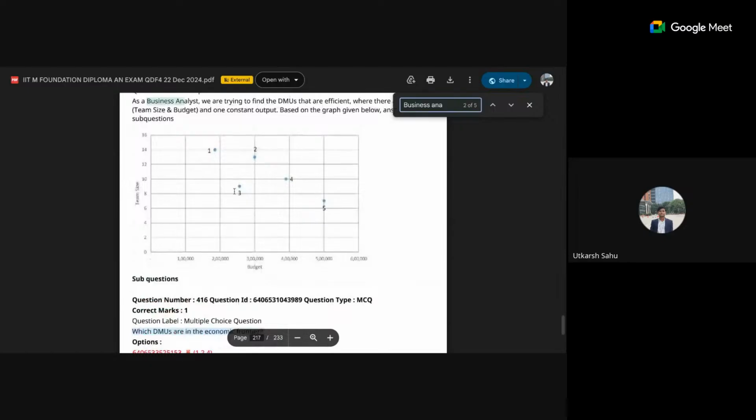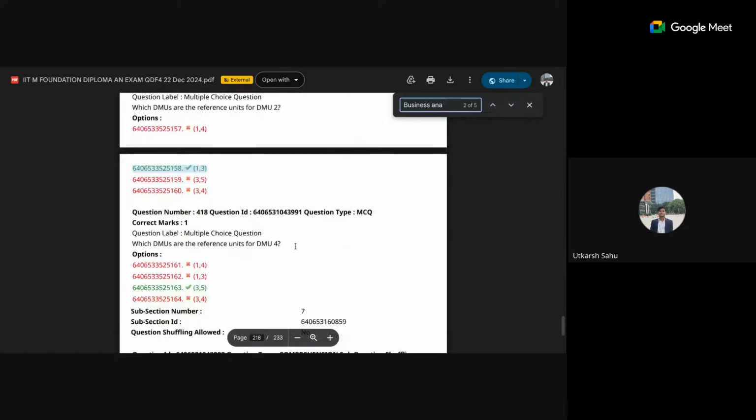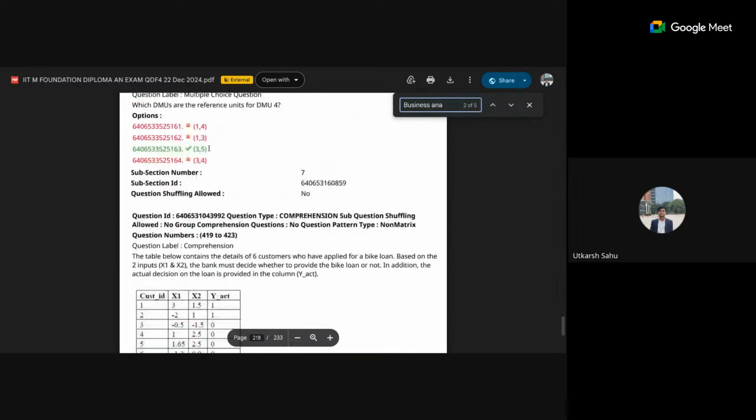If you join the origin to DMU2, it will intersect the line between 1 and 3. So 1 and 3 are my reference for DMU2. Similarly, which DMUs are the reference for DMU4? Draw a line joining the origin and DMU4. The efficiency frontier cuts this line at the line between 3 and 5. So the answer is 3, 5.